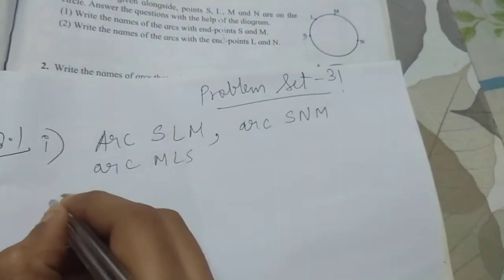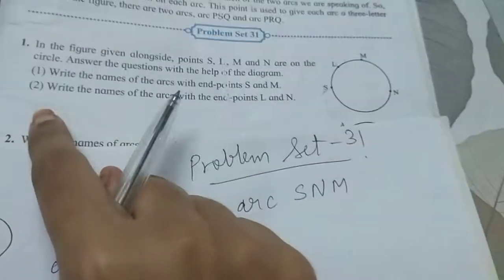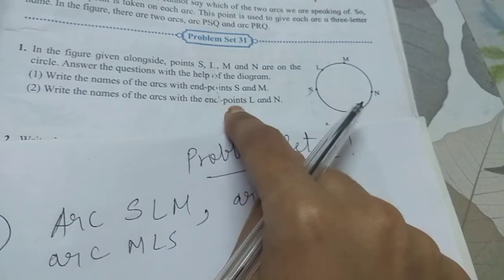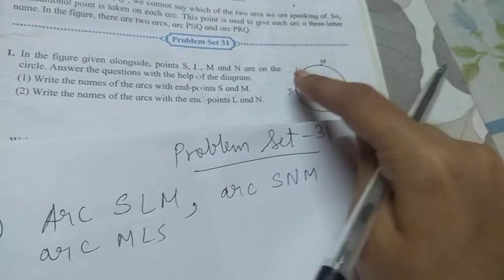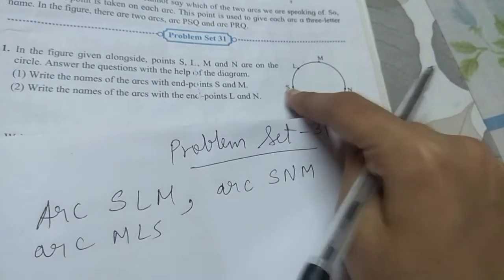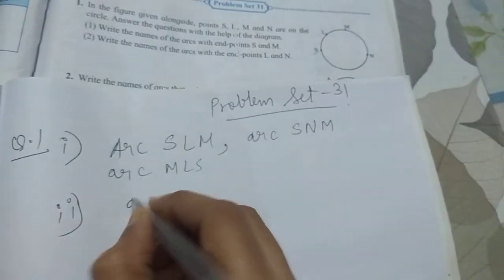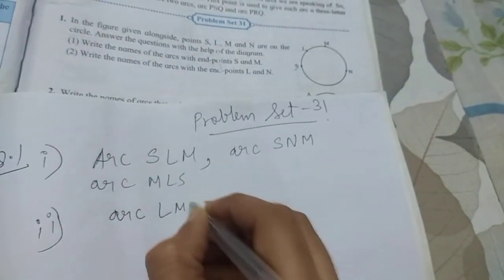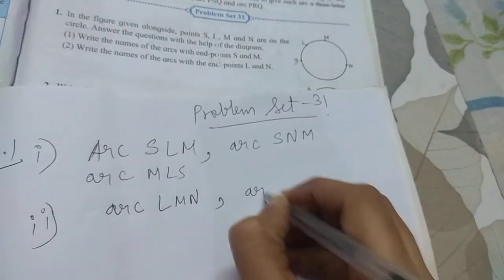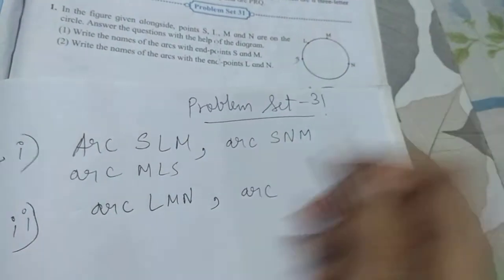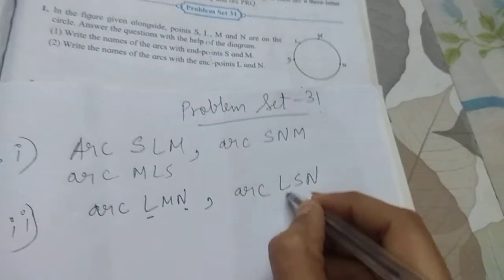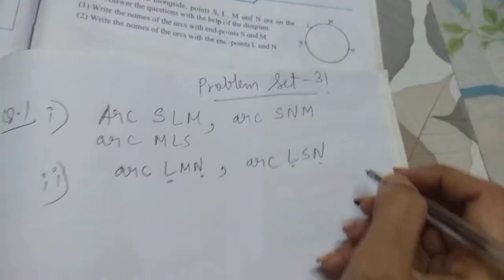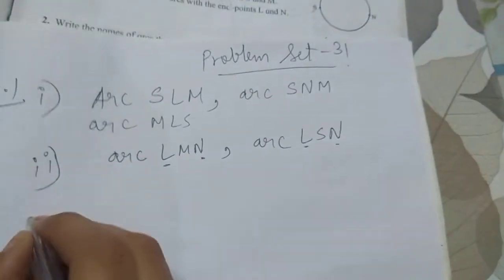Second, write the names of the arcs with the endpoints L and N. So with L and N, arc LMN and arc LSN. So these two letters are the endpoints. See, like that we have to write. Now coming on to question number 2.